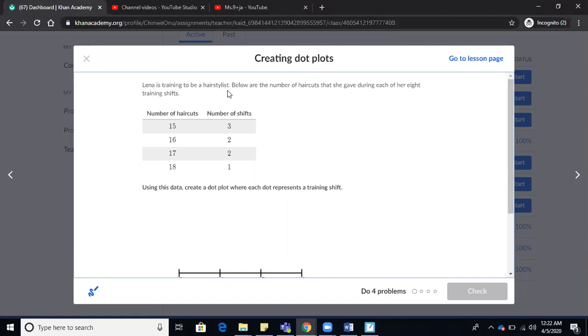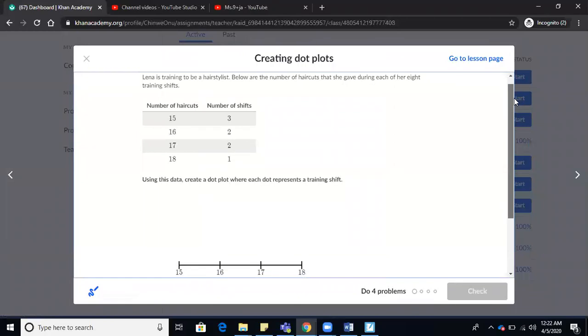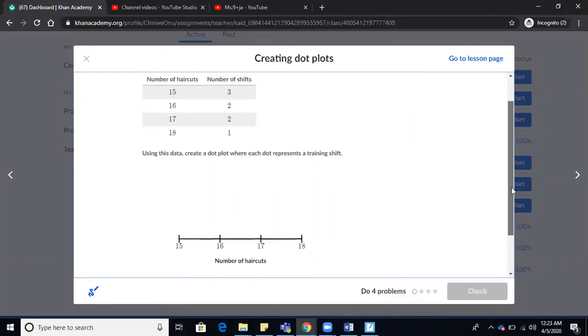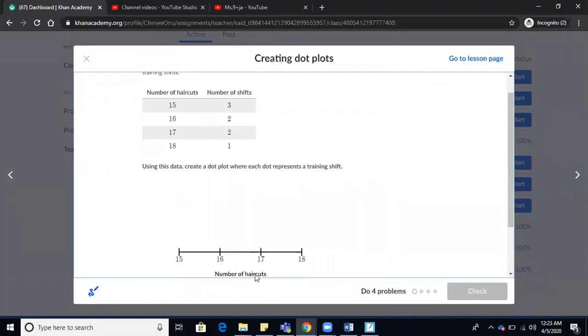It says, Lena is training to be a hairstylist. Below are the number of haircuts that she gave during each of her 8 training shifts. She gave 15 haircuts for 3 shifts, 16 haircuts for 2 shifts, 17 for 2, and 18 for 1. And they want us to create a dot plot for it. So number of haircuts is down here. When you go to 15, you want to see how many shifts. That was 3. So I need to click 1, 2, 3 dots and make sure that I have 3 dots. For 16, I have 2.